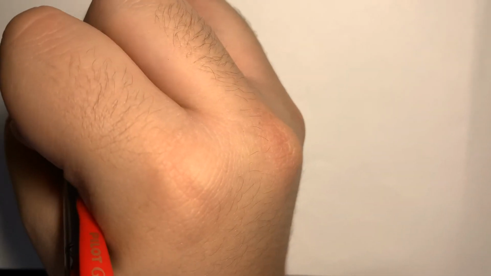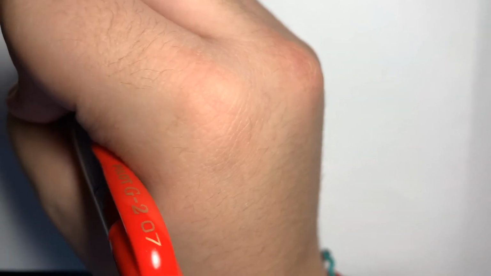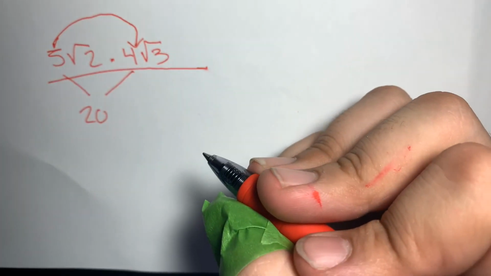Okay, so the second example is 5 radical 2 times 4 radical 3. So the first thing you're going to want to do is multiply these two numbers, which is going to give you 20. And no, you don't need a radical sign in front of it.